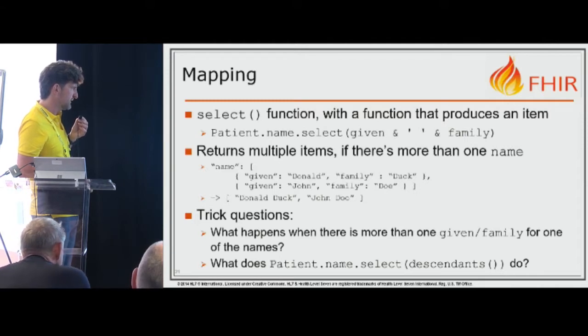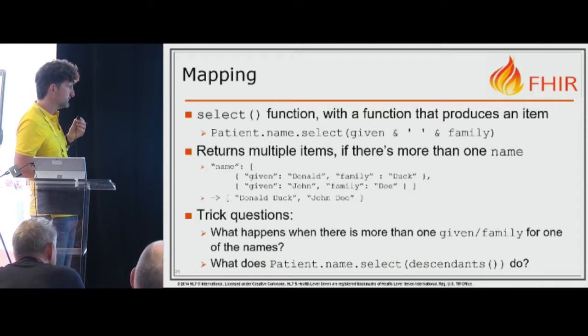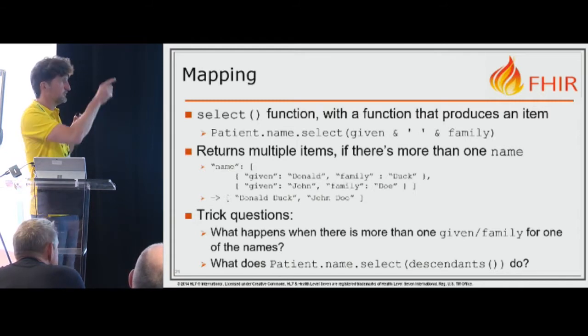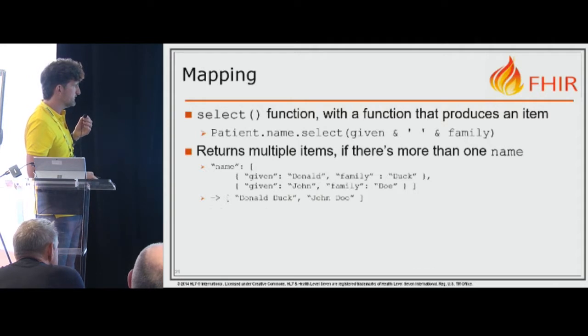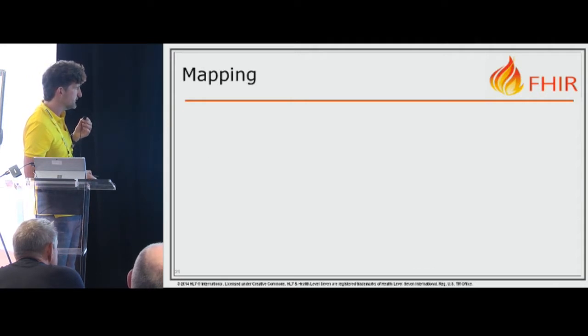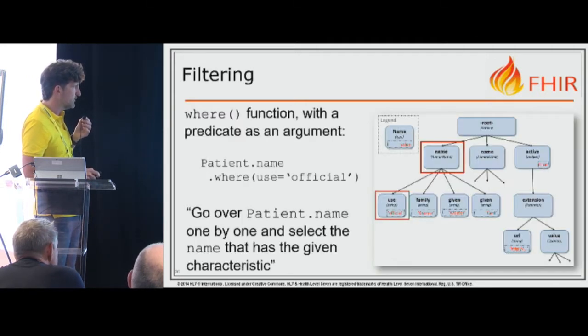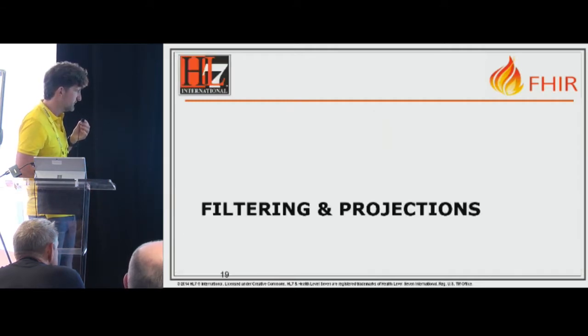What does patient.name.select descendants do? So that goes over all names and selects all descendants. Go over name, one by one, and select all descendants. So take all descendants here and everything down there, put them in a list. Take the second name, get all descendants there, and add them to the list.